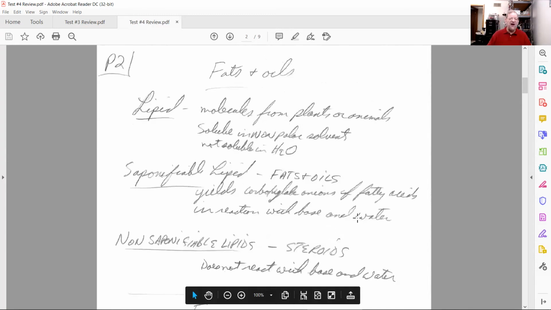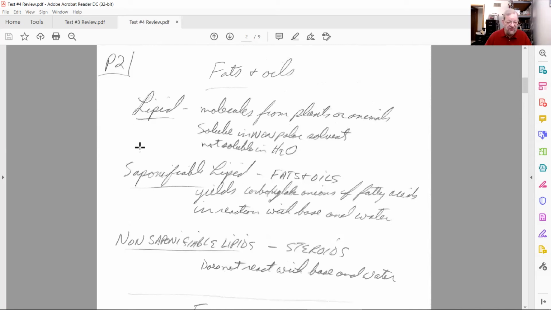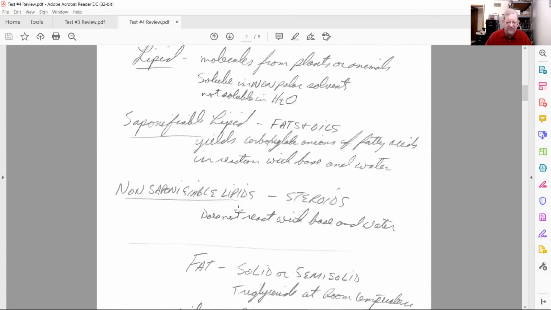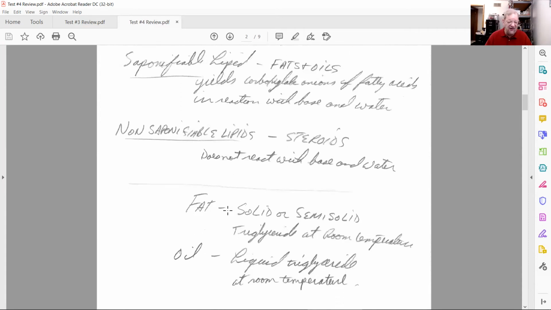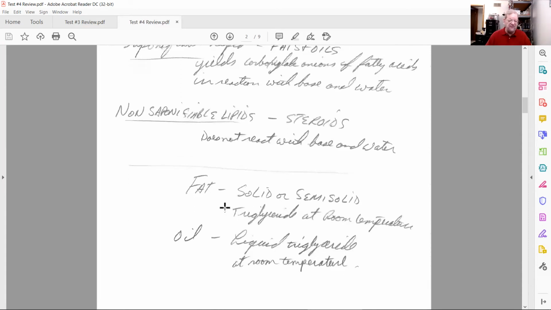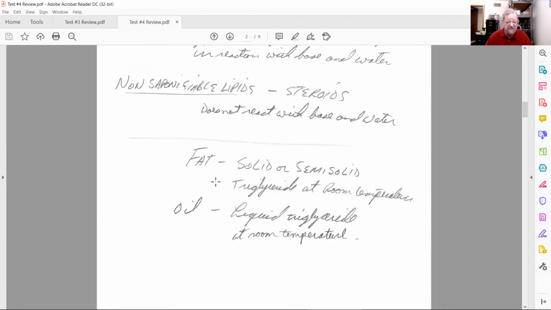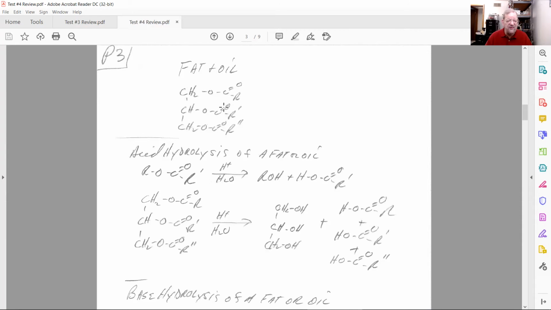We talked about fats and oils. What's the saponifiable lipid? Fats and oils. Non-saponifiable, steroid. Remember, a fat is a solid or semi-solid at room temperature. Oil is a liquid at room temperature. And I showed you, this is a standard triglyceride, or triester, of a fat and oil.